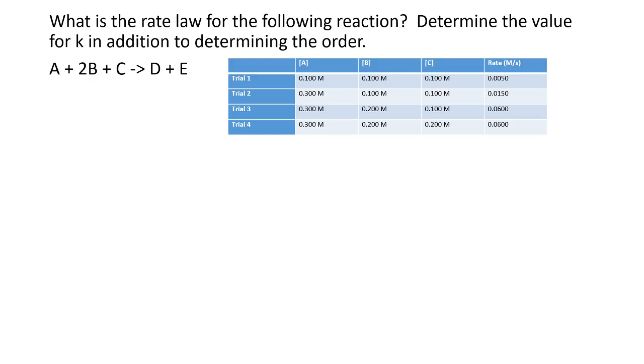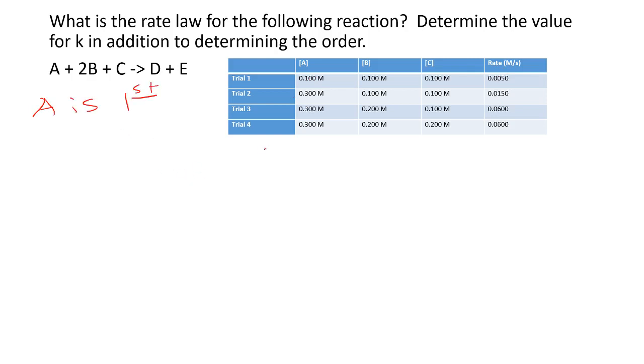So first, I need to find the orders for A, B, and C. So when I do this, I'm going to start by looking for A. So if we look at our trials, I see that between trials 1 and 2, B and C don't change, but A does. That's going to make these a good trial to choose. So I choose trials 1 and 2 to help me compare these. And then I can tell I triple my concentration of A. I also triple my rate. Since they are both changing in the same way, A is going to be first order.